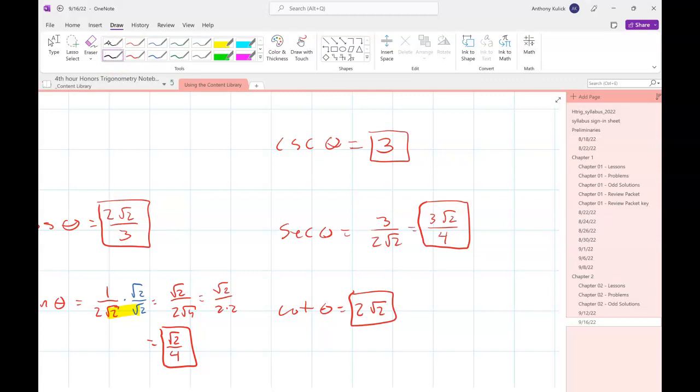Is everybody real happy with what we've done so far? Pretty easy, no big deal. Easier than the last section probably even, right? Yeah. Sometimes that's how it goes. Okay.